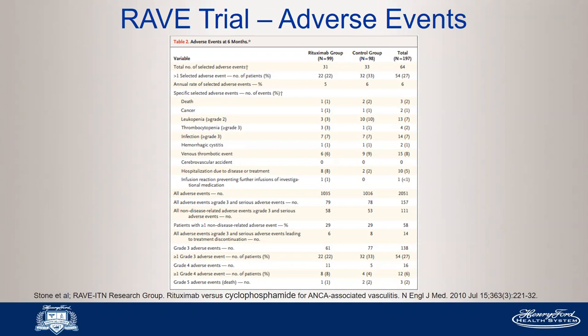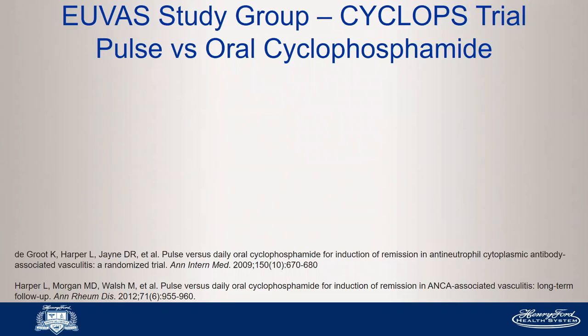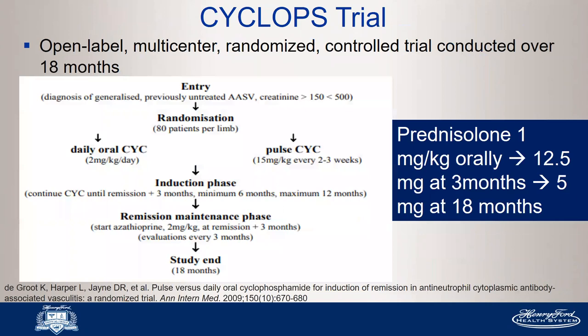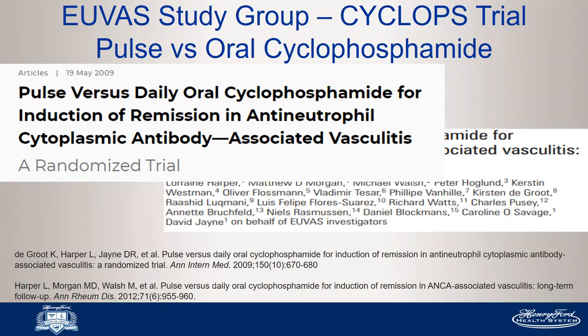So from this study, what we figured out was rituximab was non-inferior to cyclophosphamide for induction in ANCA vasculitis. The next study is by the EUVAS study group, called the CYCLOPS trial. And then there was a long-term follow-up of it as well. What they did here was look at IV versus oral cyclophosphamide, which one is better. The bottom one didn't show up too well, but it was just a long-term follow-up of the initial CYCLOPS trial.